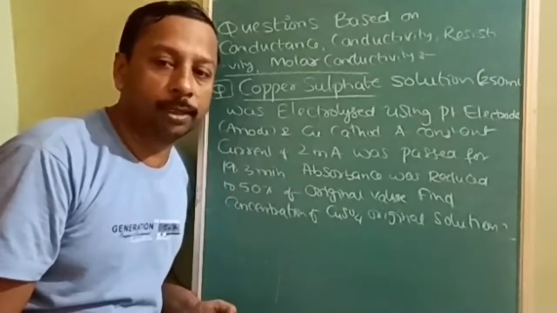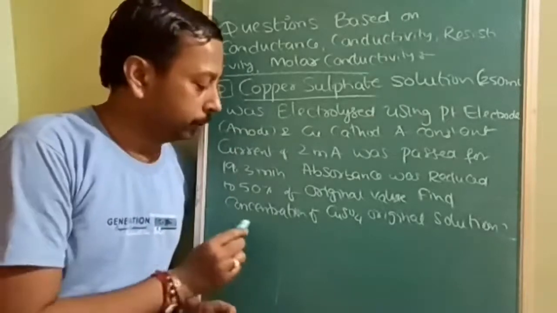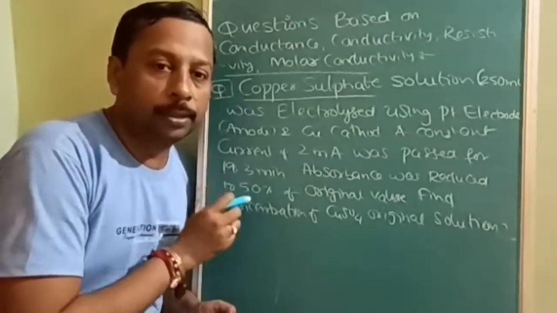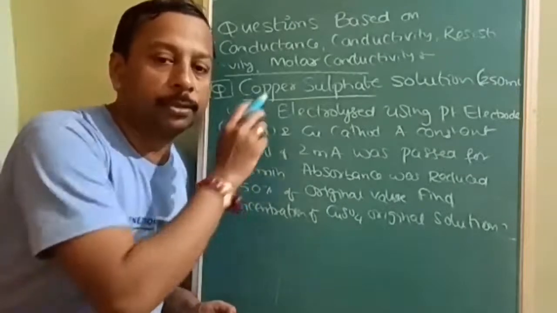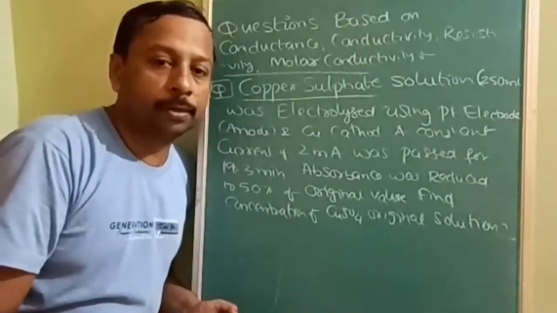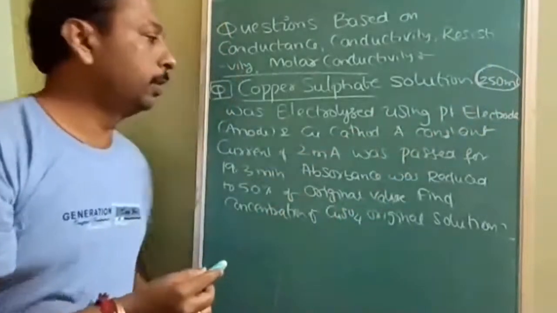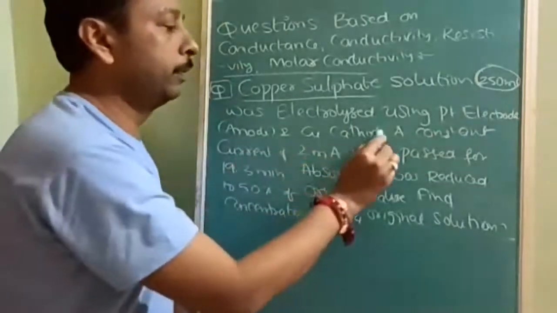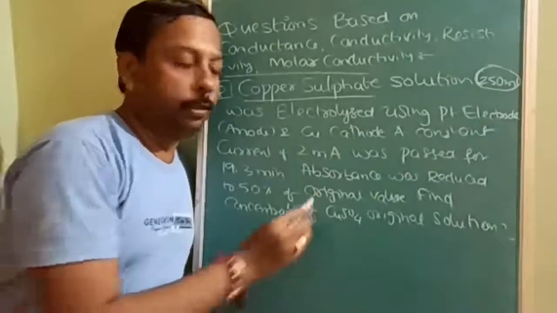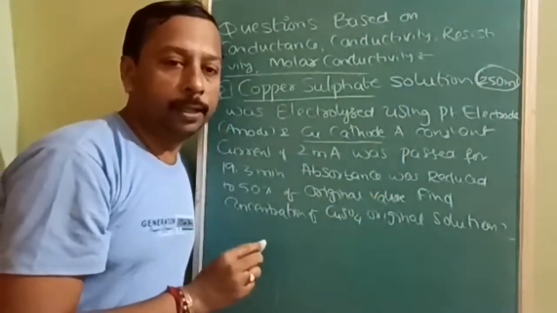So try to combine that concept with this concept and solve this. Once you are able to connect those topics, then we will do the original topic questions. According to this, the copper sulfate solution's initial volume is 250 ml. The main thing here is a special case we have studied, when copper is used as the electrode, it will participate in the reaction.